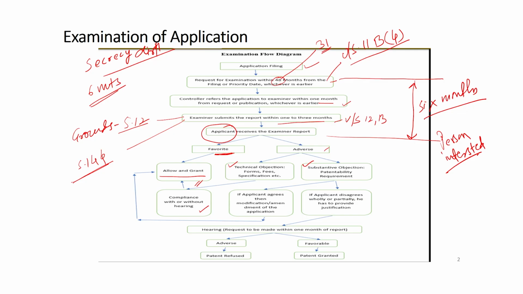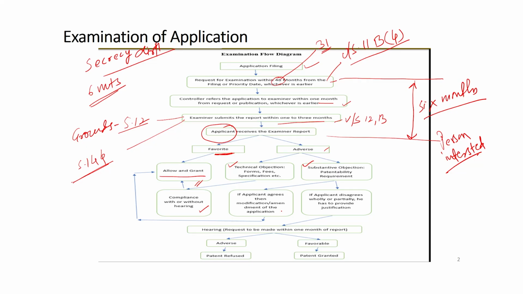If the applicant agrees that yes, the observations of the examiner are true, then in that case he may go ahead, modify his invention, modify his application, make amendment in his application, and after amendment, if the substantive objection is cured, then it is a case of grant, the patent shall be granted.